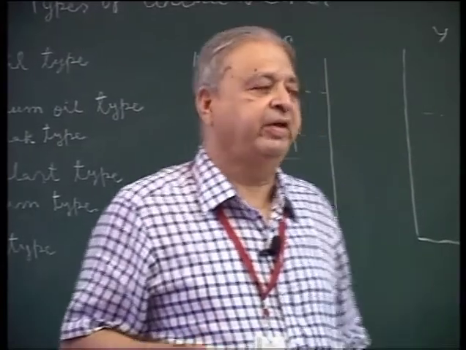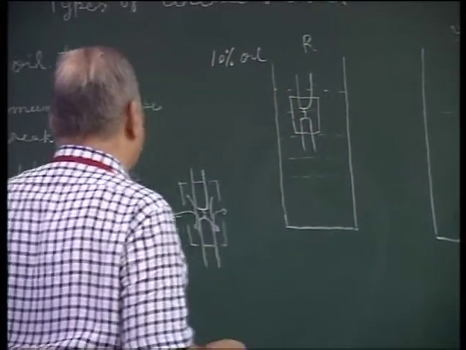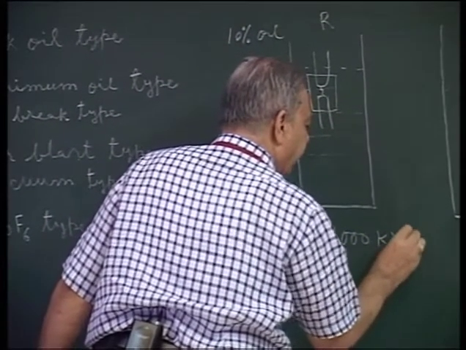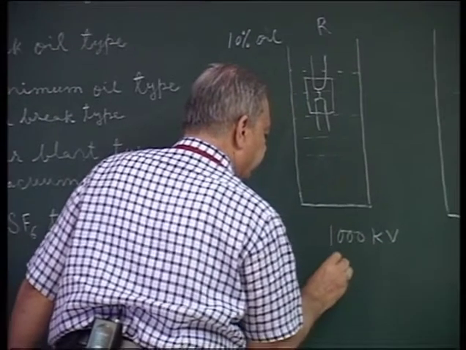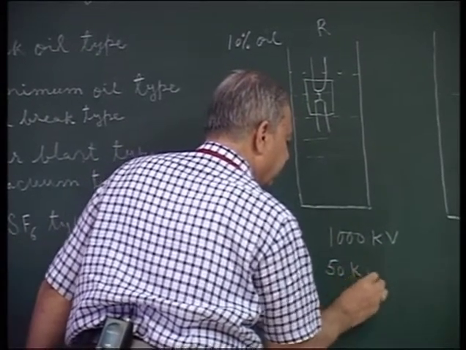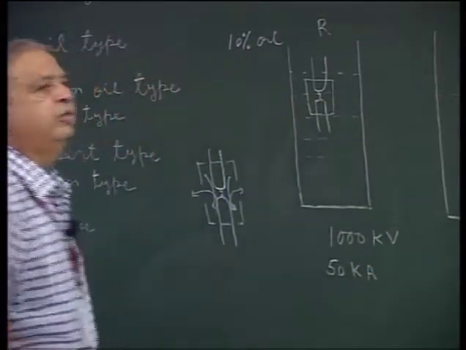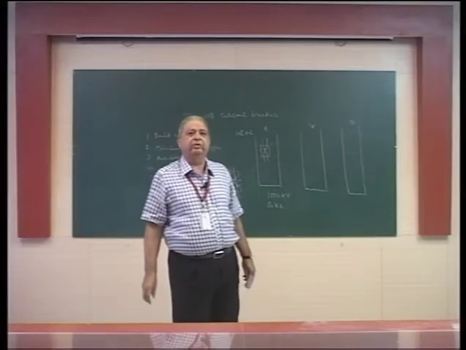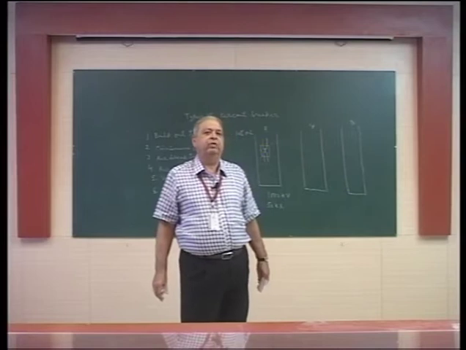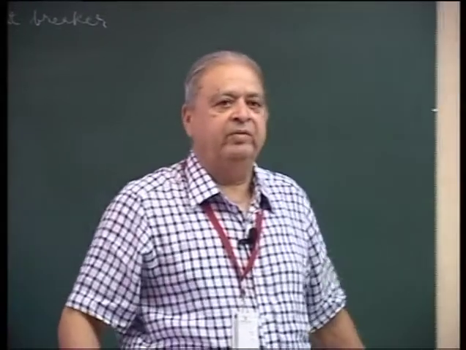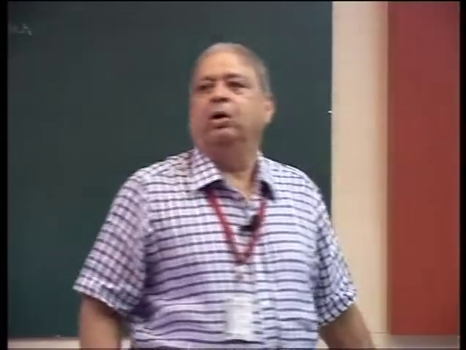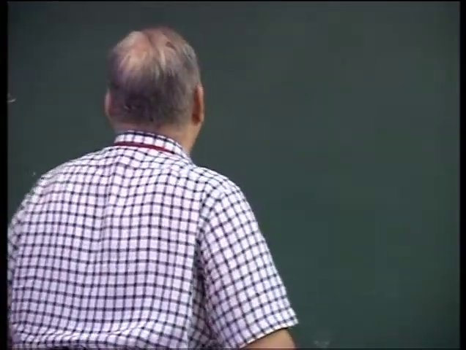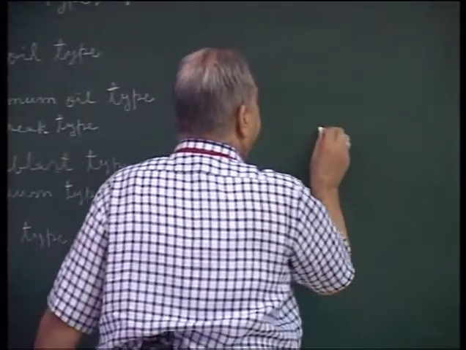Minimum oil breakers have been designed for voltages up to 1000 kV and for currents up to 50 kiloamperes. And this is the most popular circuit breaker in most of the substations, because this can satisfy most of the requirements. These are again low duty circuit breakers, and they use only air.